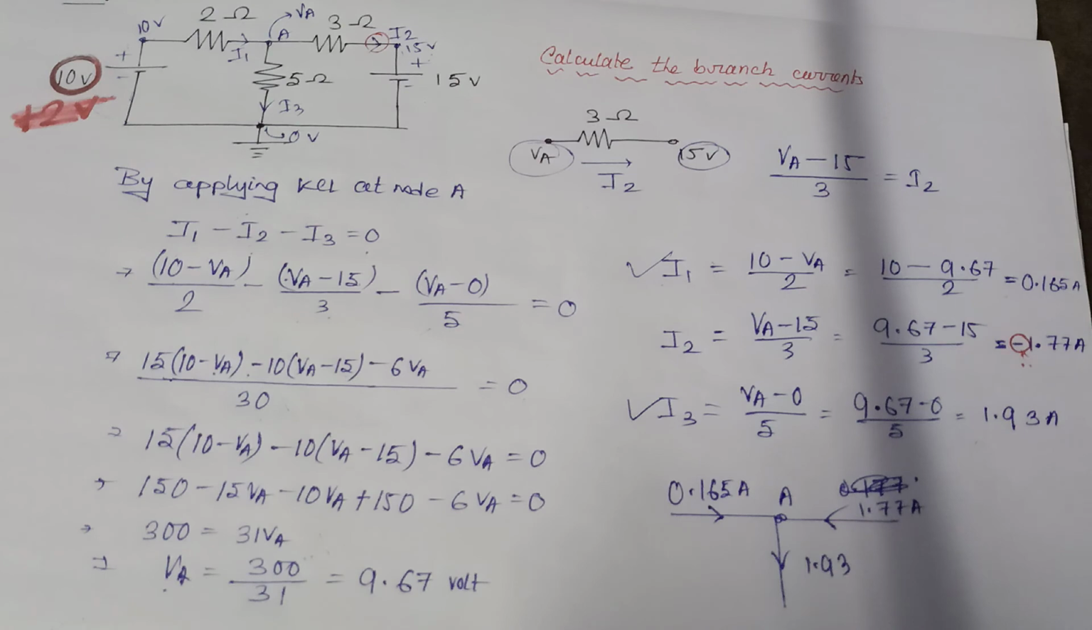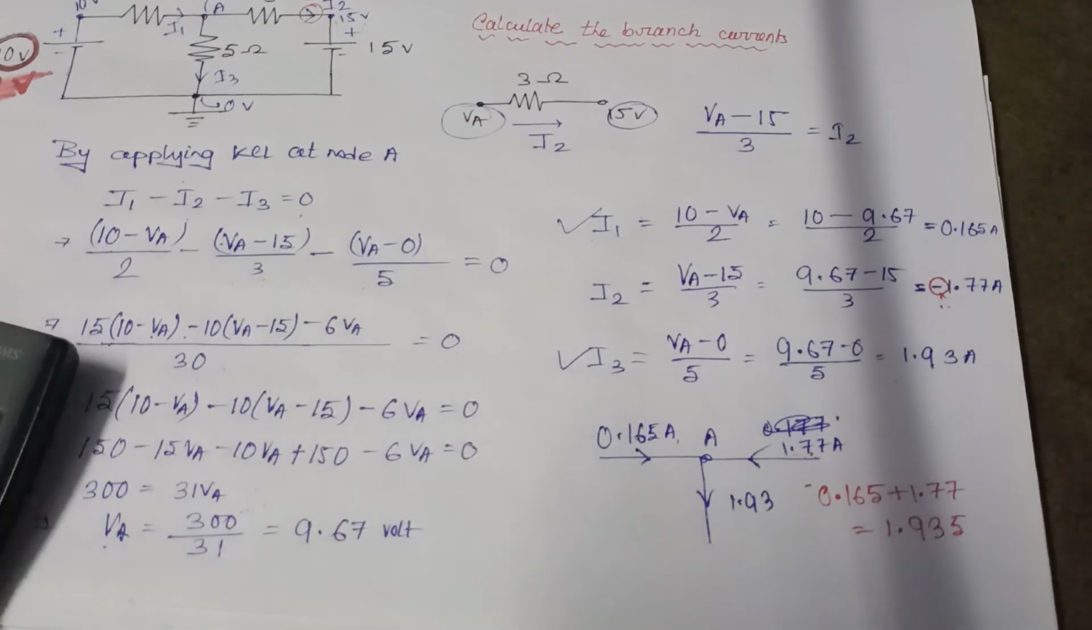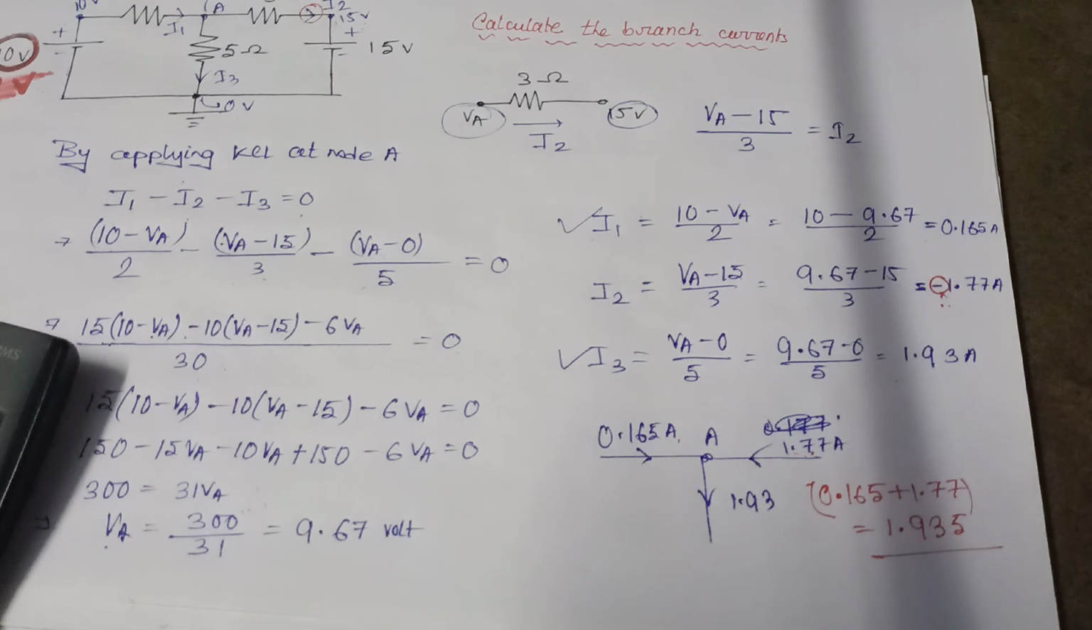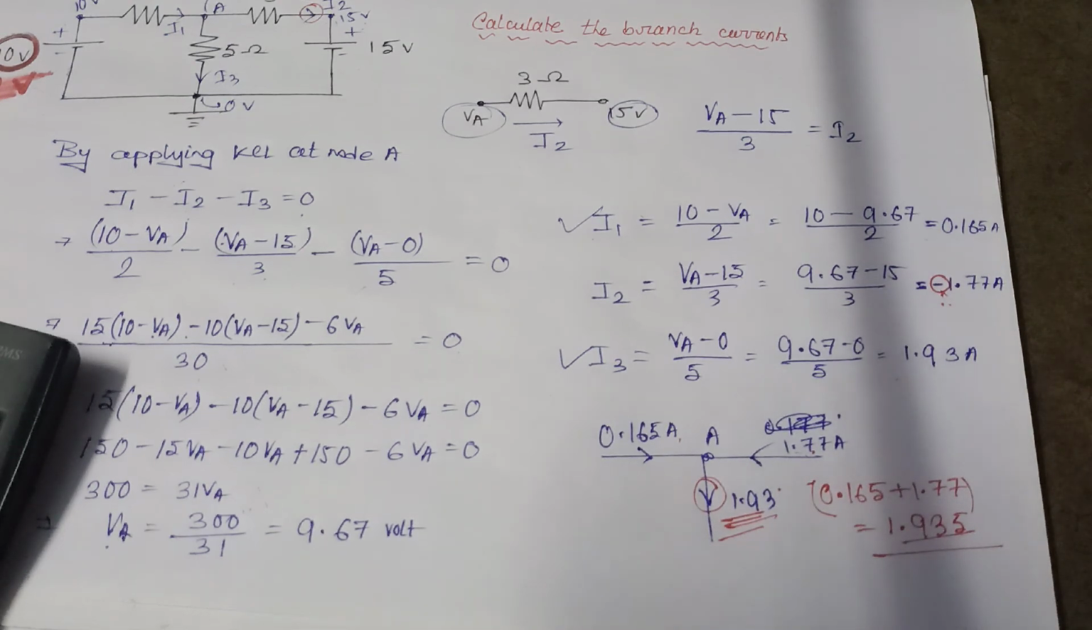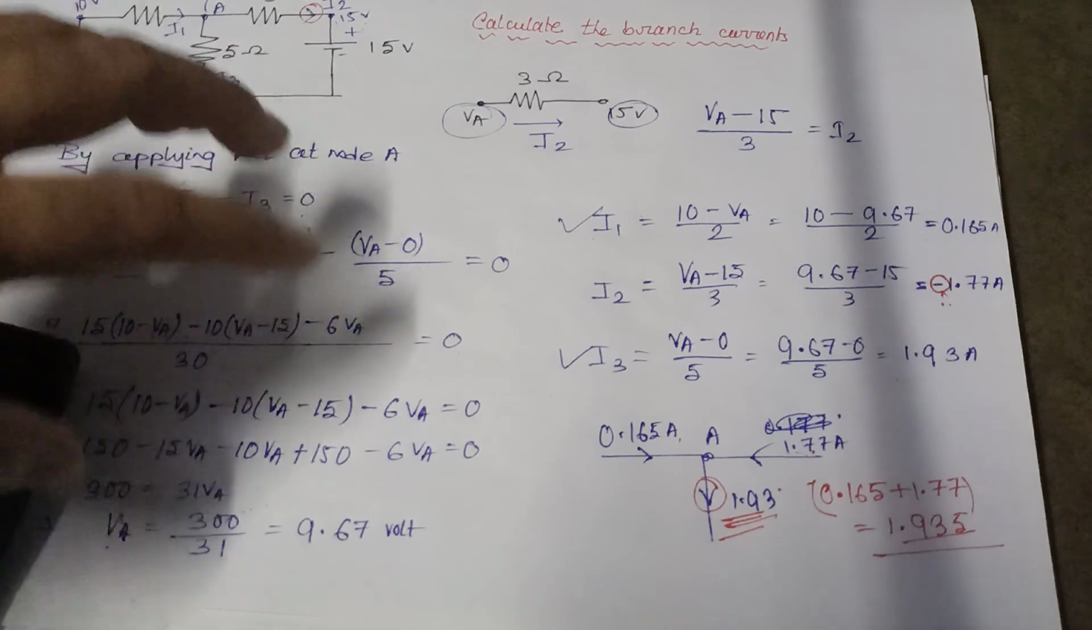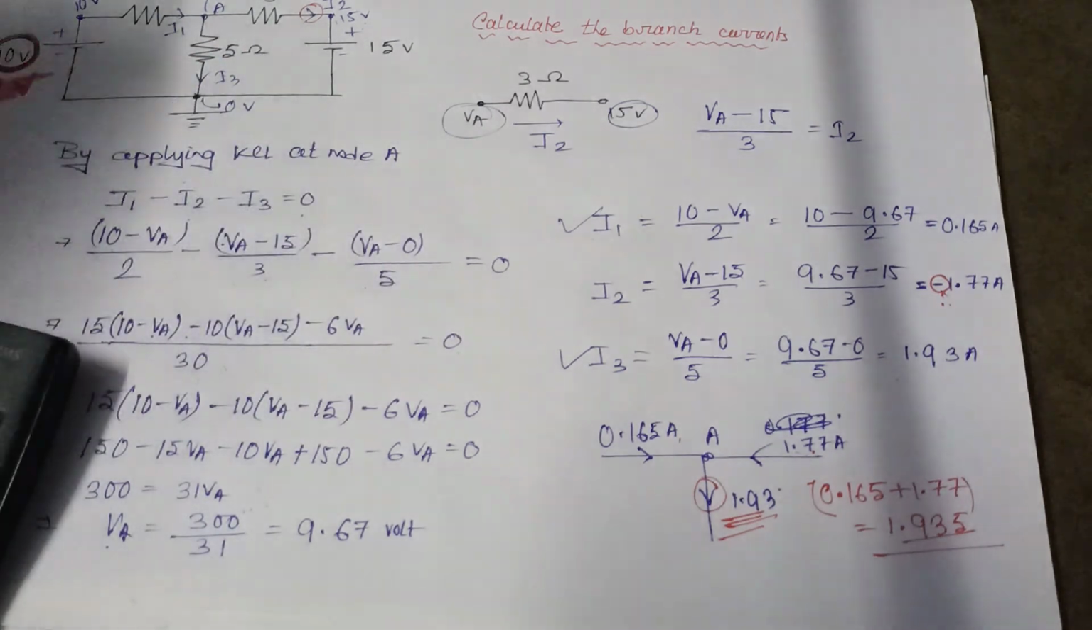Now to cross check whether you have done it correctly or not, you just have to apply the KCL law here. See, the incoming currents are 0.165 and 1.77. The total value of incoming current is 1.935, which is exactly equal to the outgoing current 1.93. The 5 is missing here because I have rounded it off. So I can say from this that the value of incoming current is equal to outgoing current. So the circuit which I have analyzed is totally correct, and thus we can cross check our analysis.